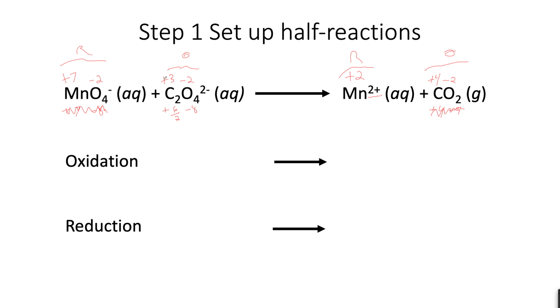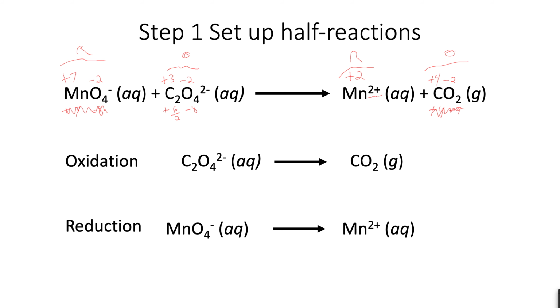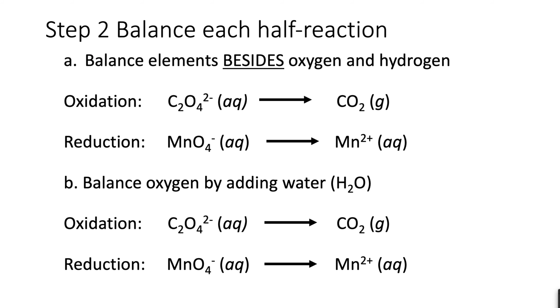So our carbon atom went from +3 to +4. We increase in oxidation number. In order to do that, we must lose negative charge, which are electrons. So our oxidized portion is C2O4 2 minus to CO2, and MnO4 minus to Mn2 plus is the reduced portion, and that checks out. So step 2 is to balance each half reaction. Now follow these steps in order, the A, then B, then C and D, which is on the opposite sides.